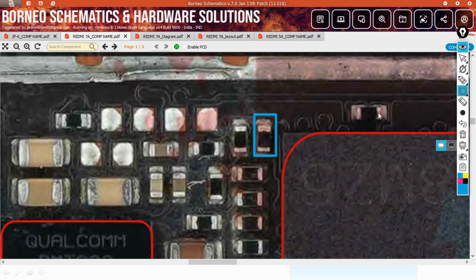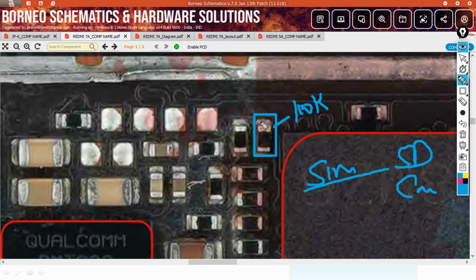It does not connect properly, right? A 100k resistance. Your phone has SIM issues. Any SIM or SD card does not work, right? So on both sides you get 1.8 volts, right? From the power IC to the CPU. Also this line goes to the SIM detection pin. I hope you get my point.